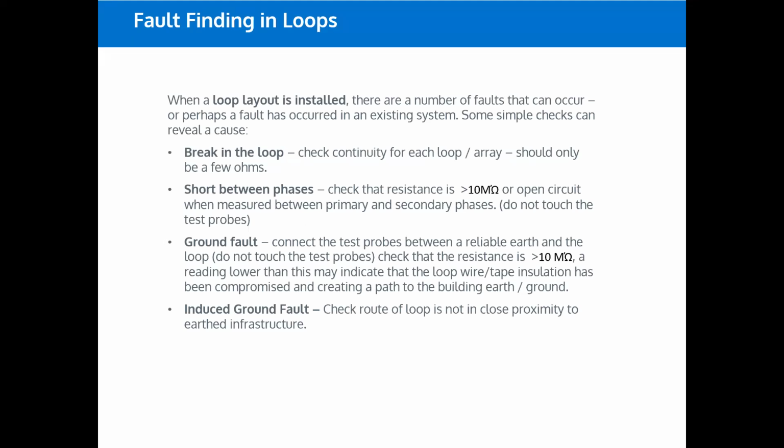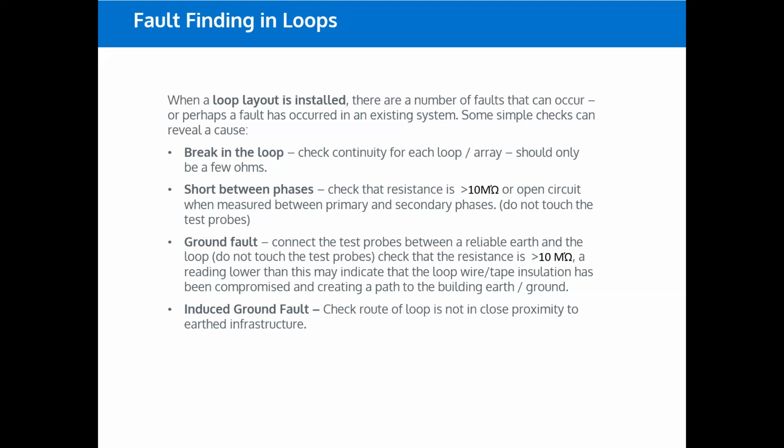So just to elaborate more on what I've just said there, the break in the loop: what we want to do is check the continuity of each loop or array, and it should only be a few ohms. Later on in the presentation, we will show what these values will be, but typically you're looking at anything between 2 or 3 ohms up to maybe 10, 12 ohms or so for a good working loop. Obviously, if it's any higher than that, or open circuit, then you have a cut, a break in the loop, but you need to find out where that is.